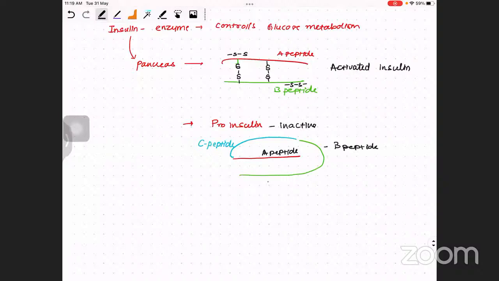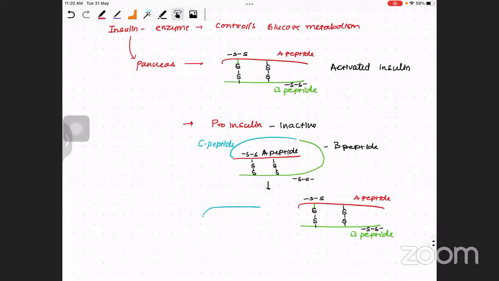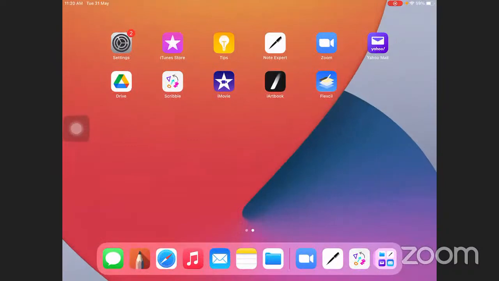At the time of activation, there will be disulfide bonds like this, linking them again. But during activation, the C peptide will get separated, and the A peptide and B peptide will be linked. That is how we get activated insulin. But he is asking how many peptide chains are found in insulin. That will be the A peptide and B peptide. So 2 will be found.